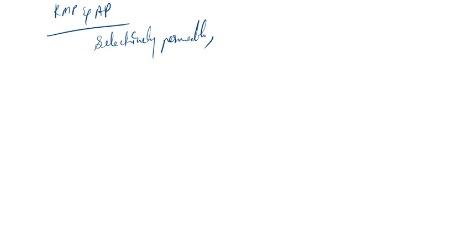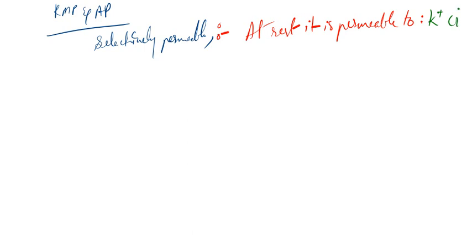Now we will discuss something about the RMP and AP. RMP means resting membrane potential, and AP is action potential. Now the membrane of the neuron is actually a selectively permeable membrane. Selectively permeable means at rest it is permeable to what ions? Potassium and chlorine. But it is not permeable to sodium, calcium and phosphate.